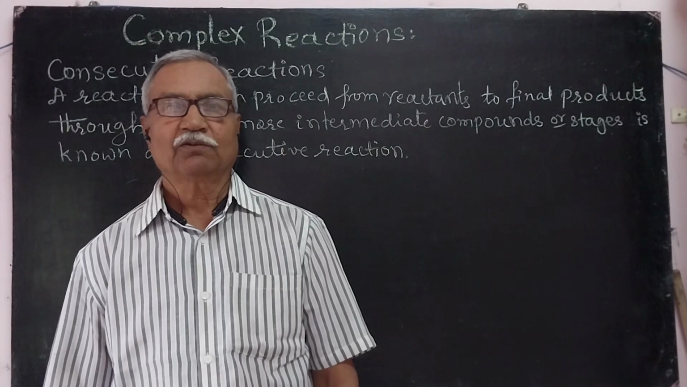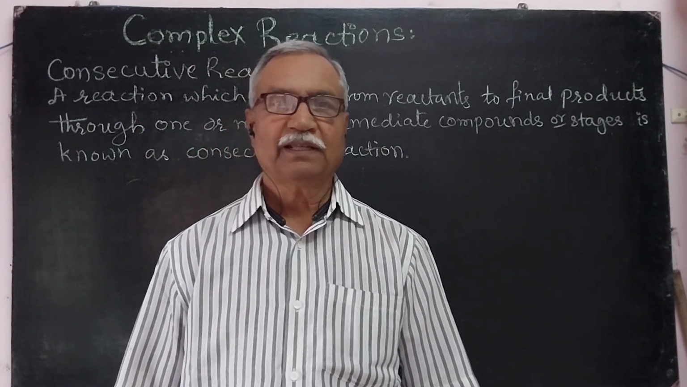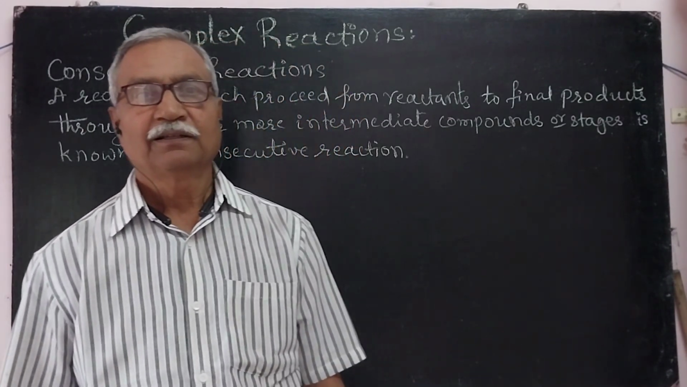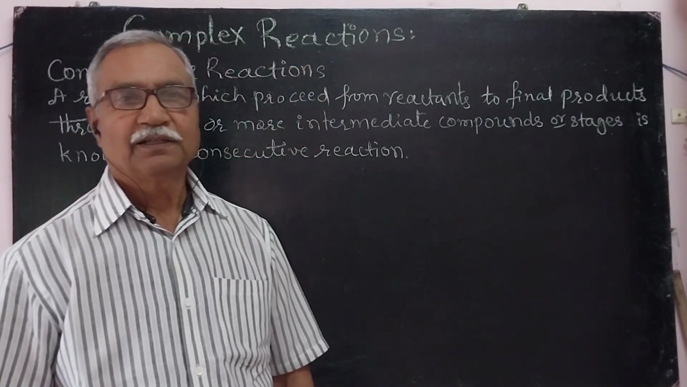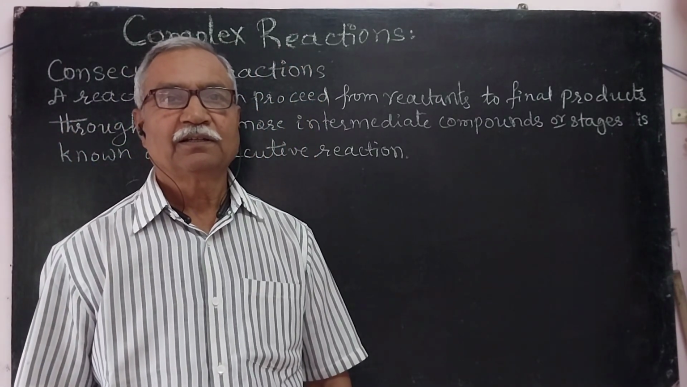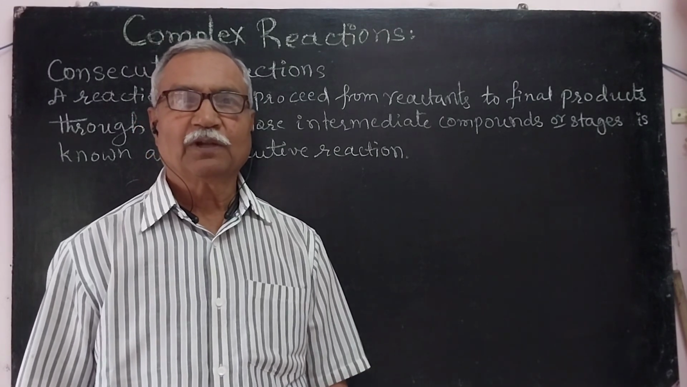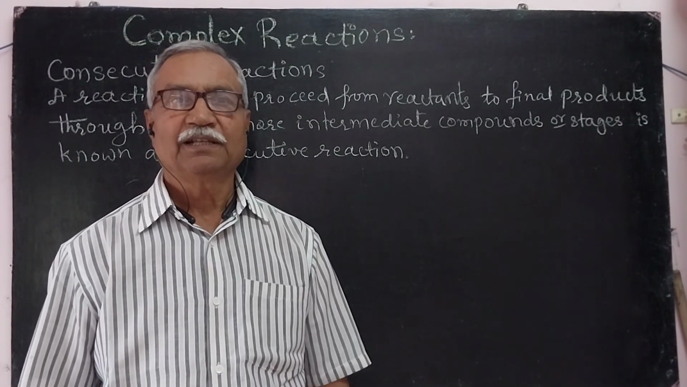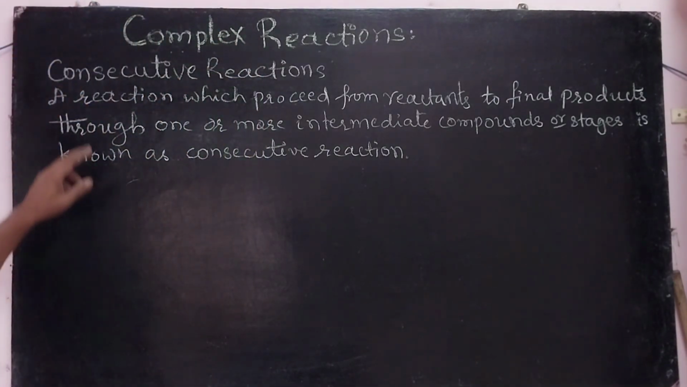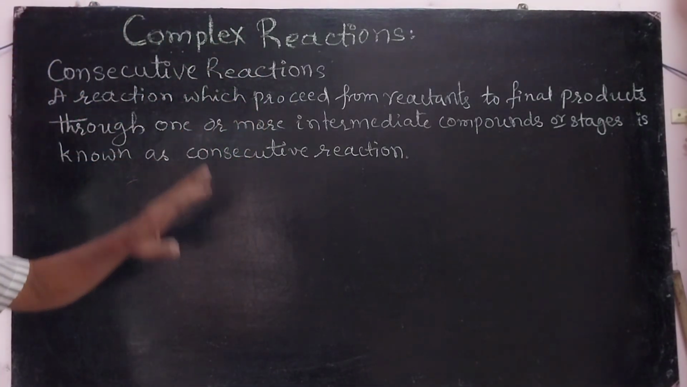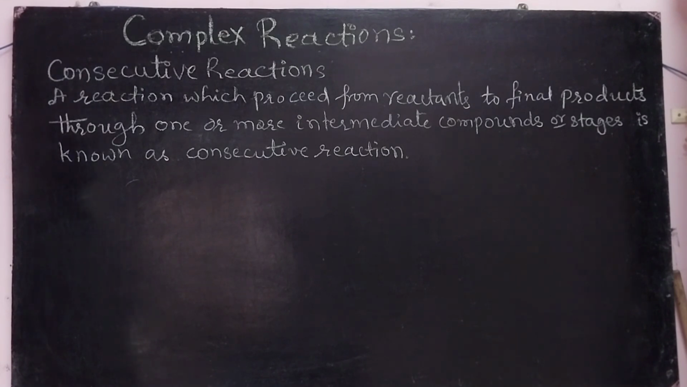In this video, you are going to study about the complex reactions, in that the consecutive reactions. Consecutive reaction is one in which one reactant, before giving the final product, undergoes a number of stages or number of intermediate compounds, such as a reaction which proceeds from reactants to final product through one or more intermediate compounds or stages, which is known as consecutive reactions.